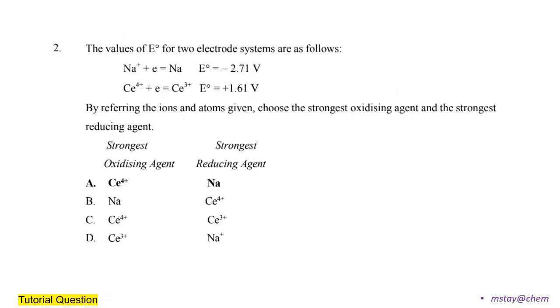Now look at the tutorial objective question number 2. The E0 cell values of two electrodes are given. You will notice that Na+ to Na and Ce4+ to Ce3+ are both in the reduction form, so we can say that this is part of the SRP. By referring to the ions and atoms given, choose the strongest oxidizing agent.